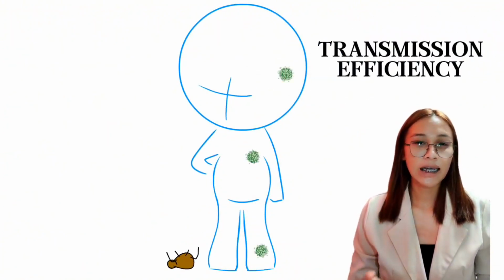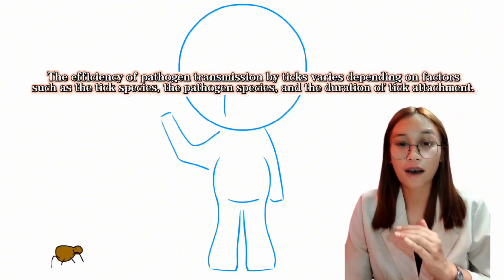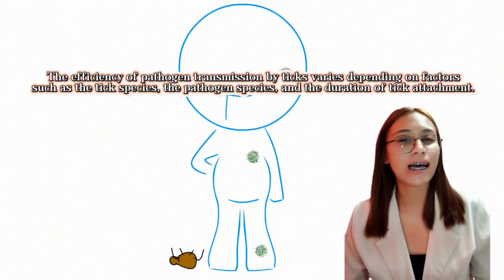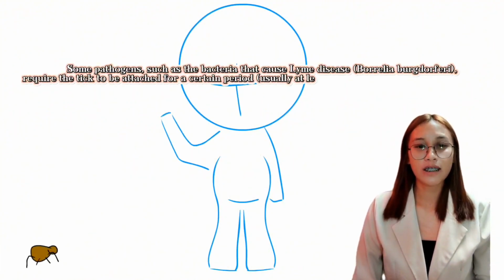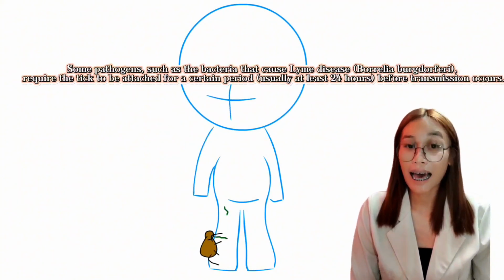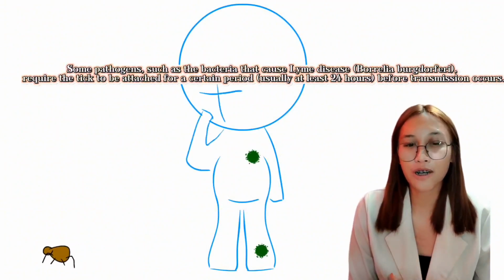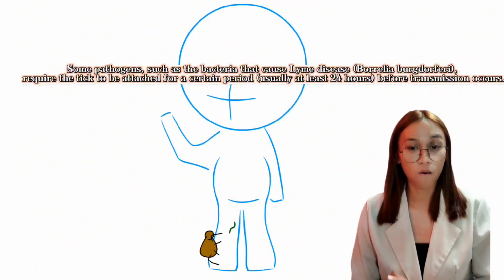Transmission efficiency. The efficiency of pathogen transmission by ticks varies depending on factors such as the tick species, the pathogen species, and the duration of tick attachment. Some pathogens, such as the bacteria that cause Lyme disease, require the tick to be attached for a certain period, usually at least 24 hours, before transmission occurs.